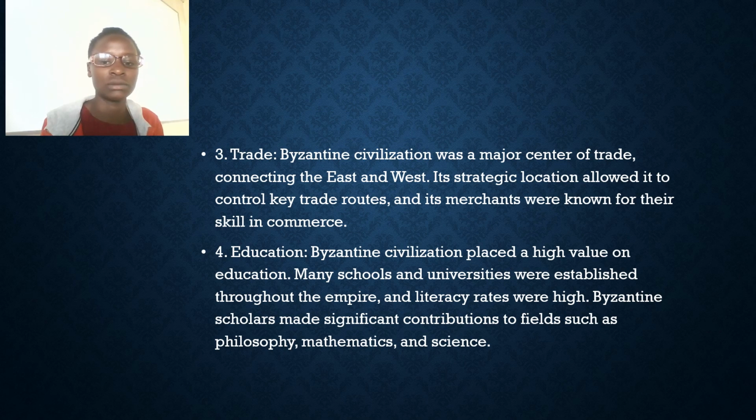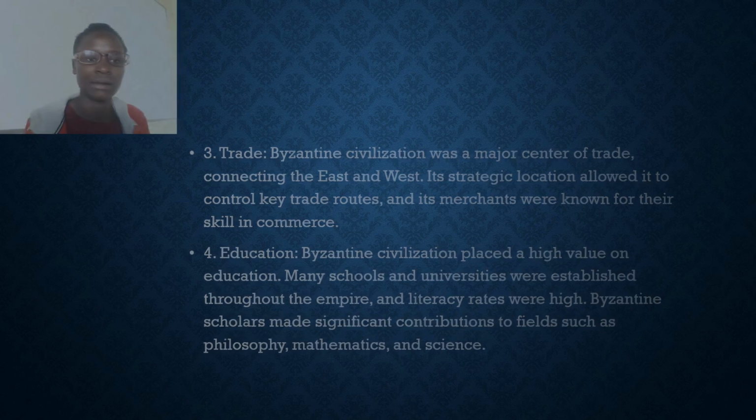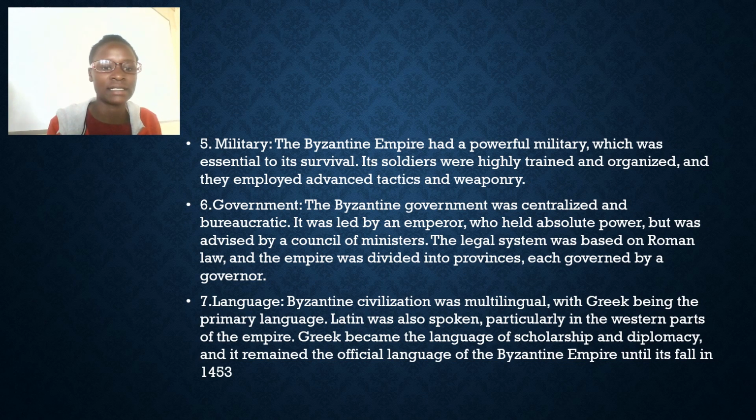And the fourth one is education. Byzantine civilization placed a high value on education. Many universities and schools were established throughout the empire, and literacy rates were high. Byzantine scholars made significant contributions to fields such as philosophy, mathematics, and science. Fifth characteristic is the military. The Byzantine Empire had a powerful military, which was essential to its survival. Its soldiers were highly trained and organized, and they employed advanced tactics and weaponry.